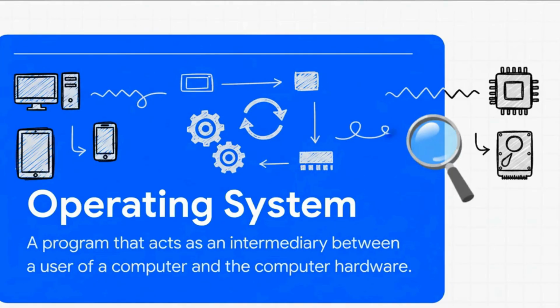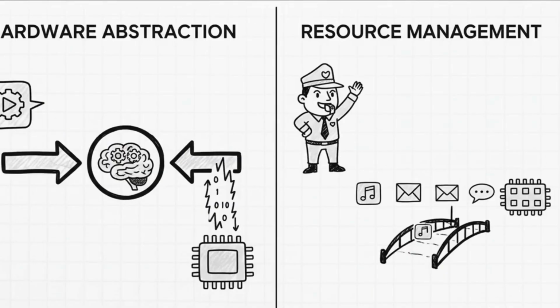Now, the formal textbook definition says it's an intermediary, an interface. And yeah, that's true. It sits in the middle, it manages communication, it translates requests, it makes sure everything runs smoothly. But I think we can make that a little more memorable. You can really think of the OS as having two main jobs. First, it's a master translator, which is a concept called hardware abstraction. And second, it's a super strict traffic cop, which we call resource management.